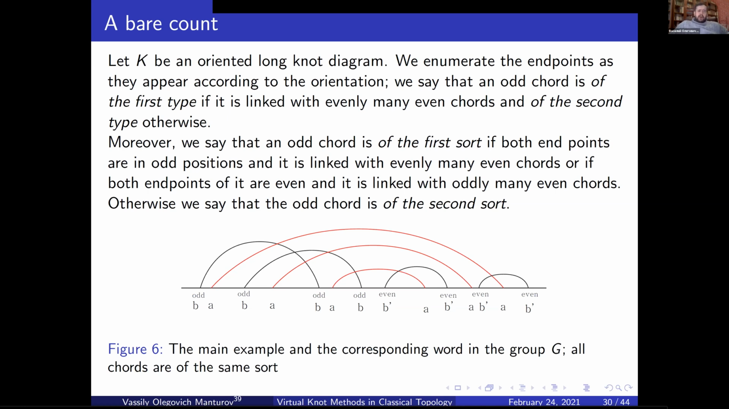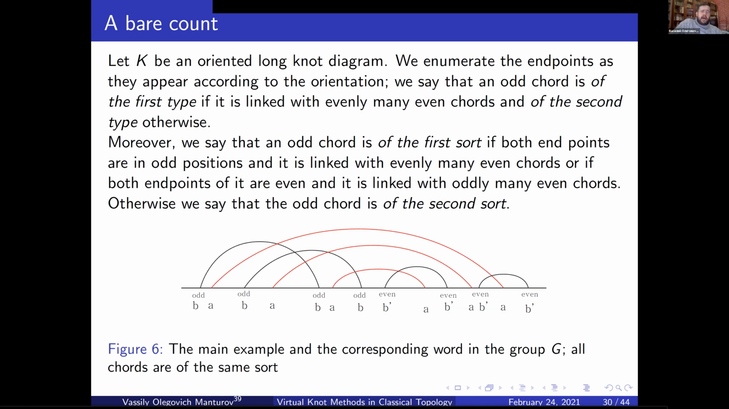So, okay, allow me to look at even chords or even arcs, and even means intersects evenly many chords. And allow me to draw them in red. And the other things will be, so the even ones are A's and odd ones are B's. And now I want to make a distinction between sorts, types, etc. of B, and they will be as follows.